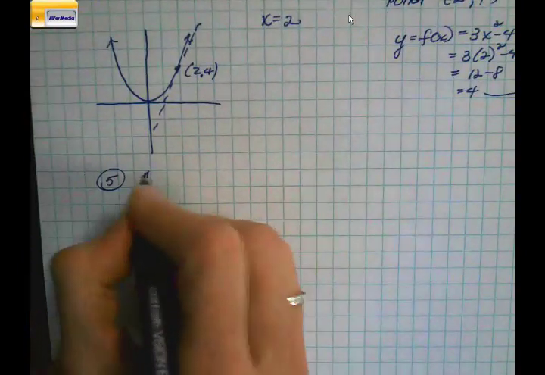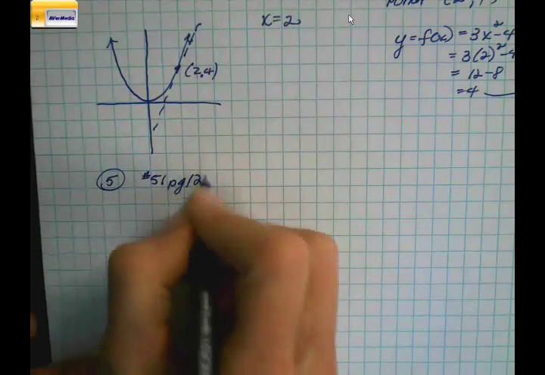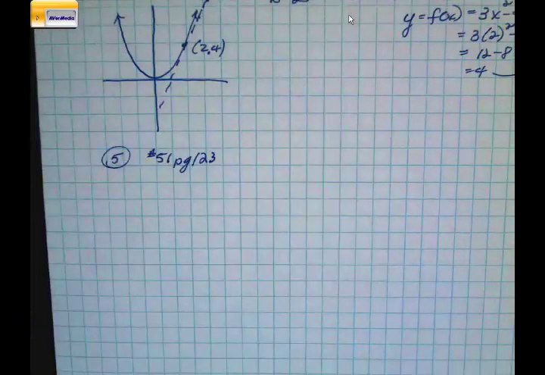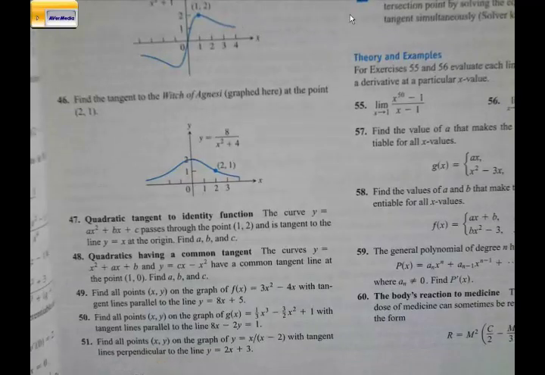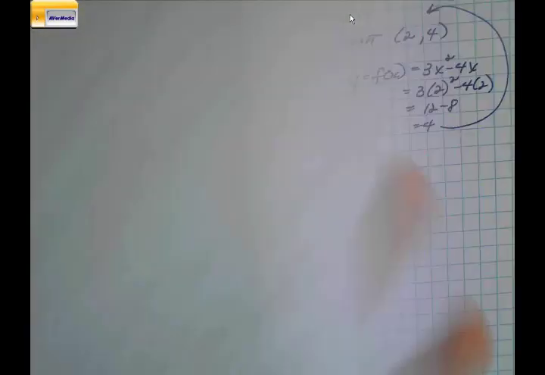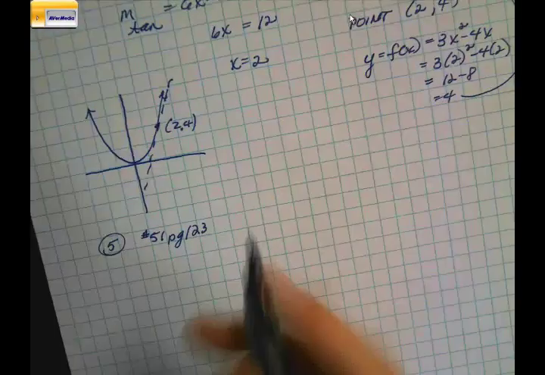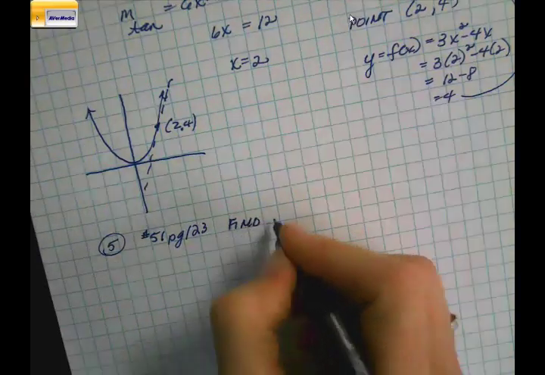All right, so let's take a look now at number 51 on page 123. This is kind of like the last one that we just did. It says, down here at the very bottom of the page, find all points on the graph of y equaling x over x minus 2 with tangent lines perpendicular to the line y equaling 2x plus 3. So it's almost the same question, but instead of being parallel, it's perpendicular.